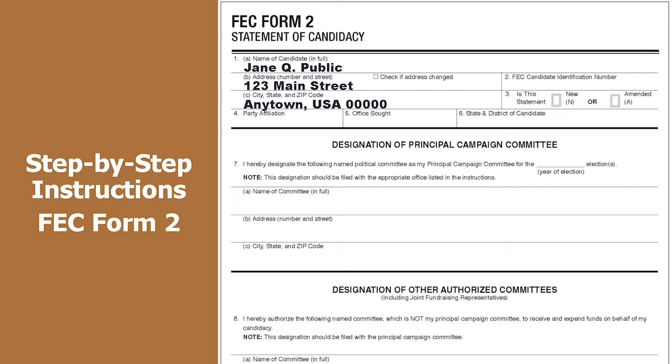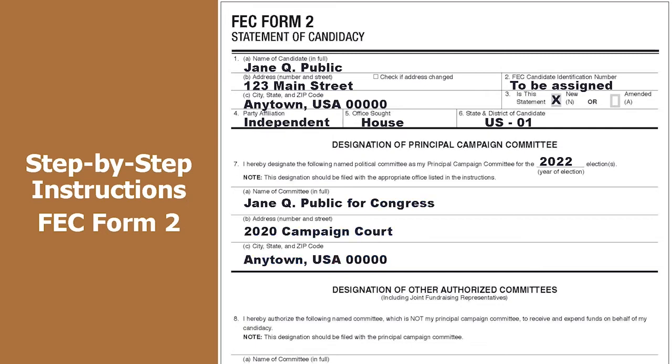On line 1 of the Statement of Candidacy, please provide the candidate's full name and address. The identification number requested on line 2 will be assigned by the Commission, so if this is your first Form 2 filing, you may leave that line blank or write "to be assigned" in the space provided. On line 3, check the appropriate box to indicate whether this is a new or amended Statement of Candidacy. On lines 4, 5, and 6, list the candidate's party affiliation, the office sought, and the state and district as appropriate.